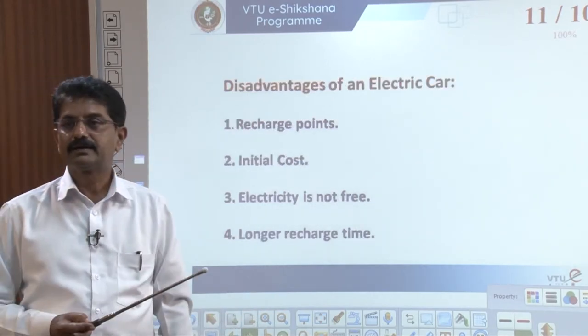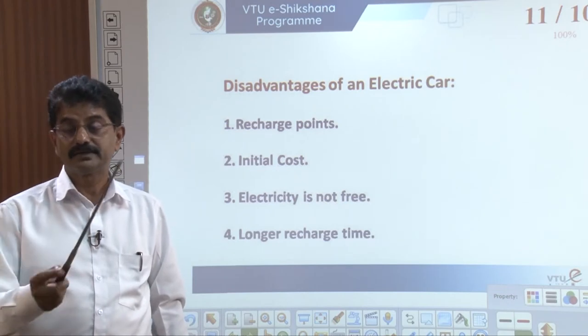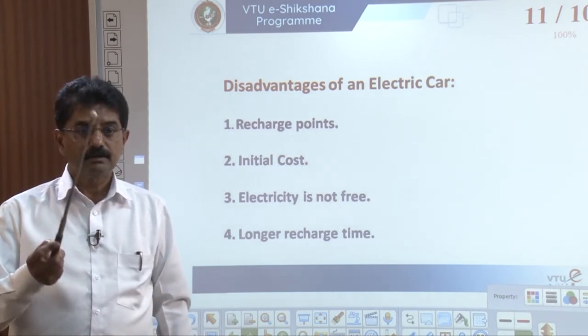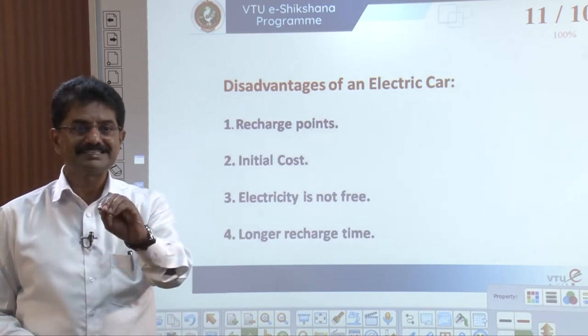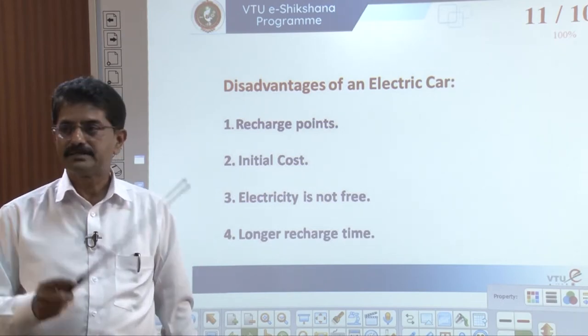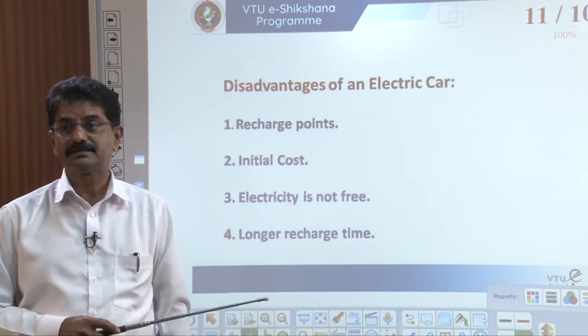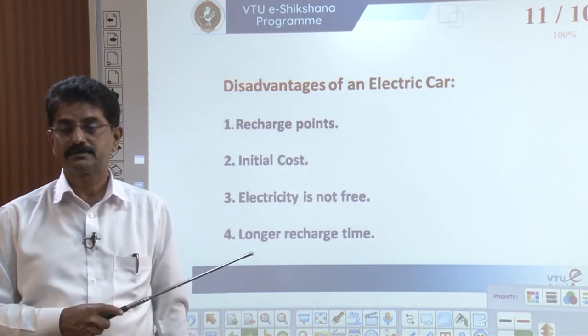Disadvantages of electric vehicles. We cannot forget about the disadvantages. Of course, there are a lot of advantages, but in addition to advantages, we cannot forget about the disadvantages. Recharging points, that means charging stations. Where to get a charging station?